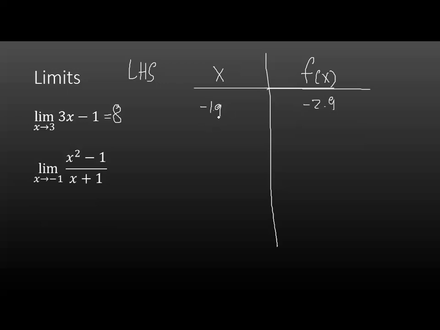But I want closer because this one's a bit far. Don't get me wrong, it's still close to negative 1, but I want it closer. So I think it's negative 1.1, right? So let's use that. Negative 1.1, then we will have an answer of negative 2.1.